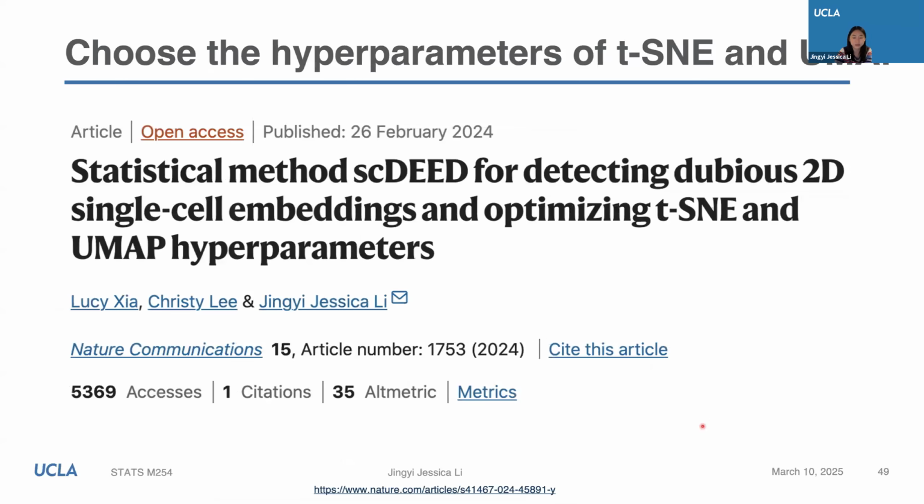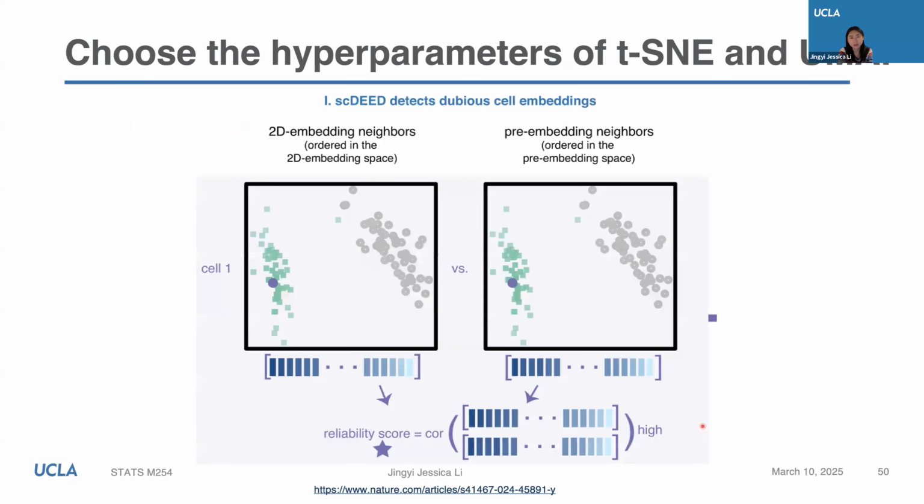Okay, this is the method my group developed for optimizing the hyperparameters. Since we still have a little time, I'll just quickly say that. The idea we want to use is to look at a point's neighbors before you do the embedding. We call them pre-embedding neighbors in the original input space, versus its neighbors in the 2D space. So we want a way to measure the similarity between the two sets of neighbors.